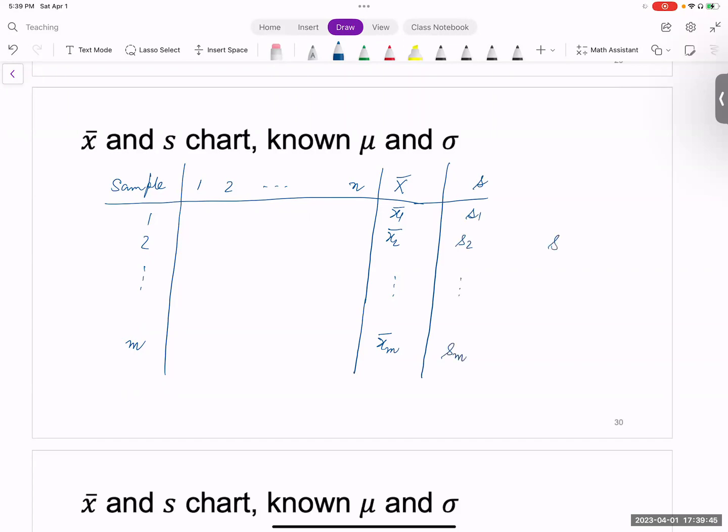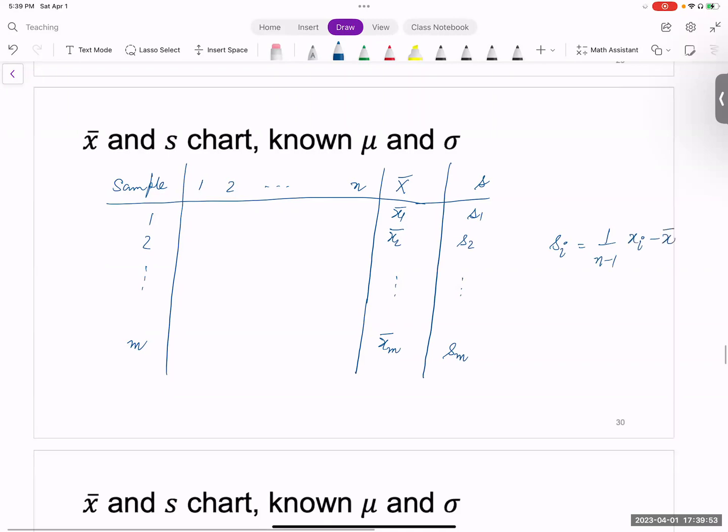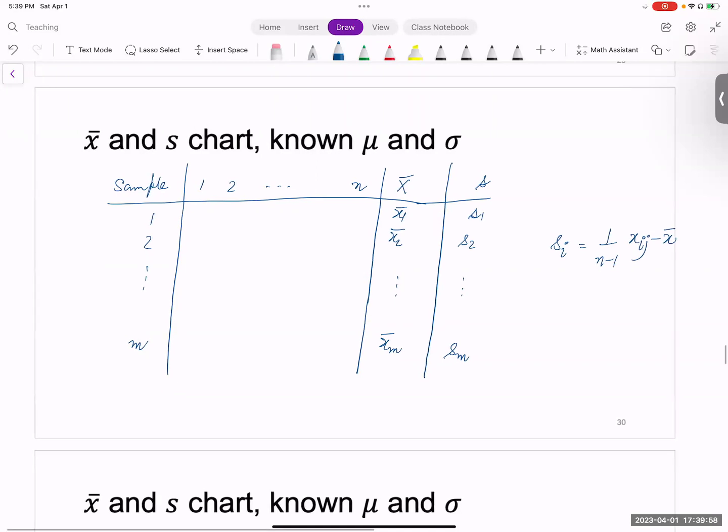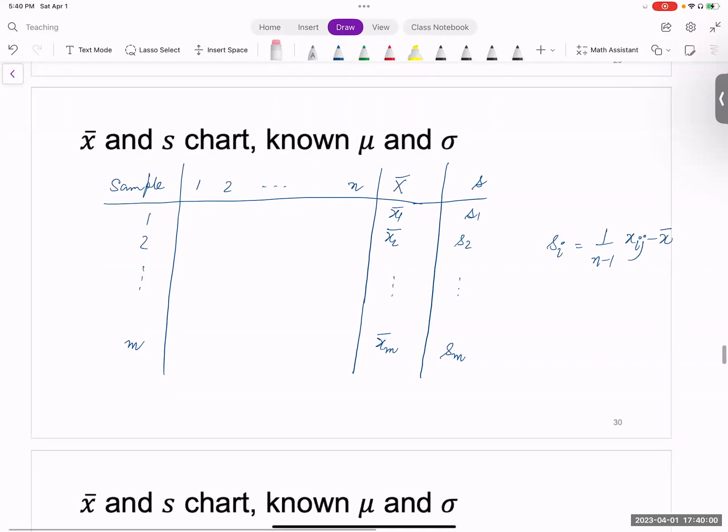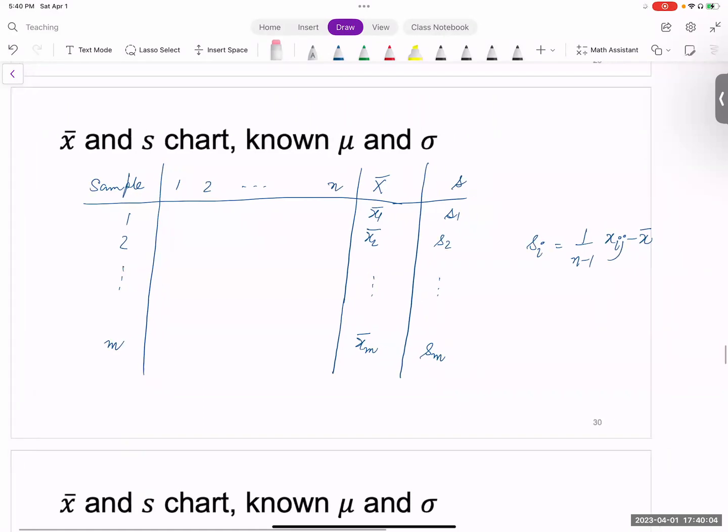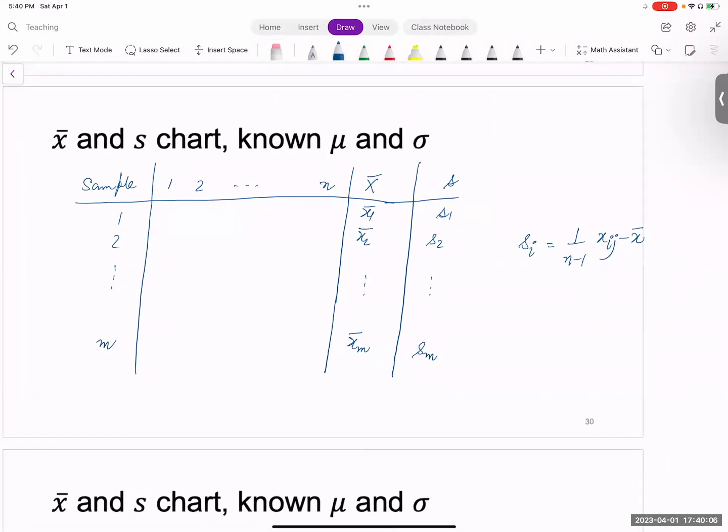And we know Si, right? Si is equal to 1 over n minus 1 times the summation of xij minus xi bar. Sorry, I'm having some trouble writing this down. Actually, let me clear it up a little.